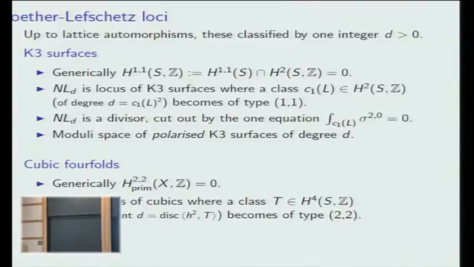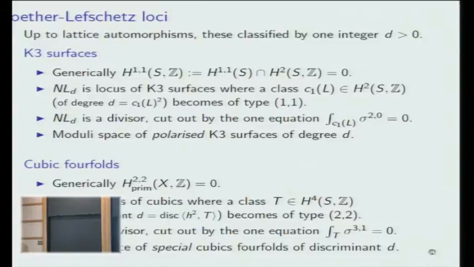And the integer d in this case is the discriminant of the sublattice of all of H4 generated by the hyperplane squared and T. Okay, and so this is the locus where that class becomes of type 2-2. So there's an extra algebraic class. And again, it's a divisor cut out by the equation that the class is orthogonal to the 3-1 form, the generator of the one-dimensional 3-1 cohomology. Okay, and so this is a moduli space of so-called special cubic fourfolds. So these are cubic fourfolds with an extra class.